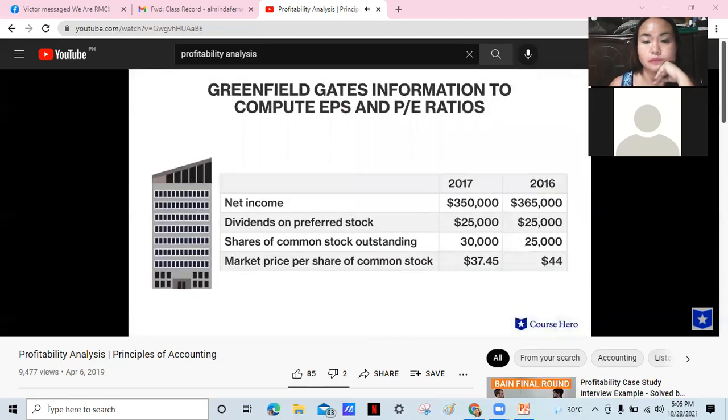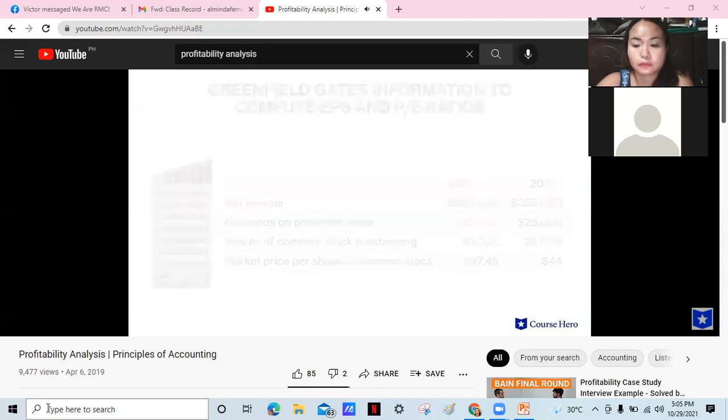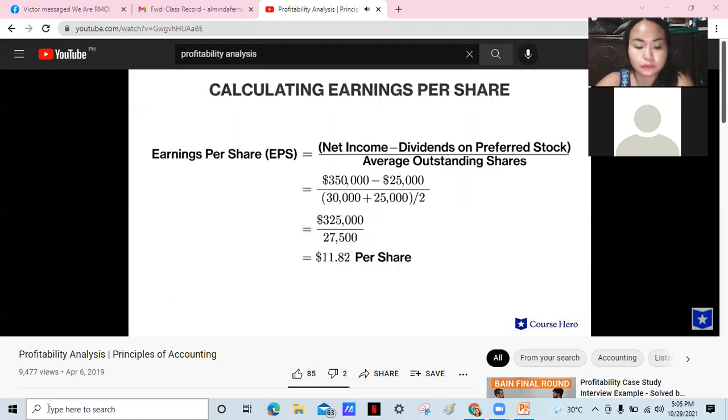Suppose that Greenfield Gates Company has $350,000 in net income for 2017 and average outstanding shares of common stock totaling 27,500. In 2017, the company paid $25,000 in dividends to preferred shareholders. The earnings per share would be $11.82, which is the portion of net income hypothetically allocated to each share of common stock.